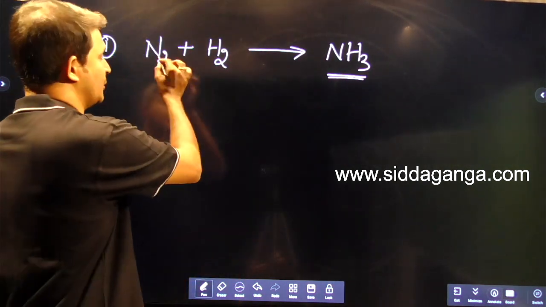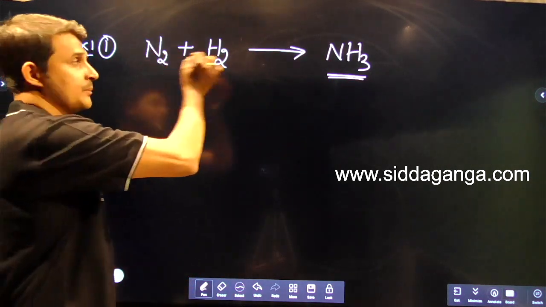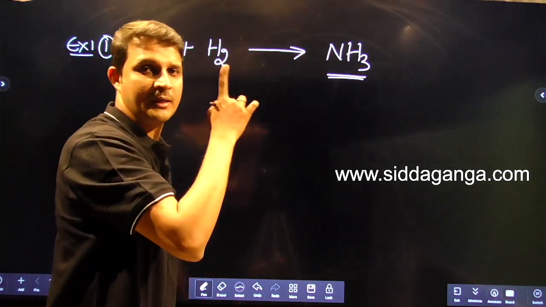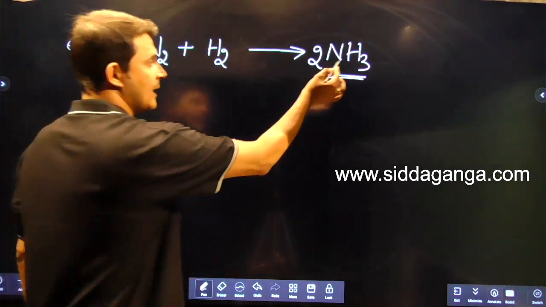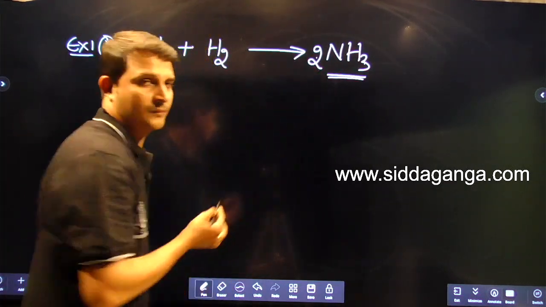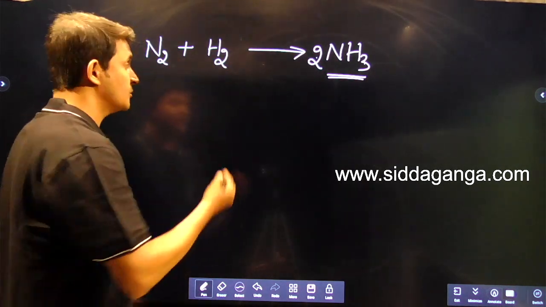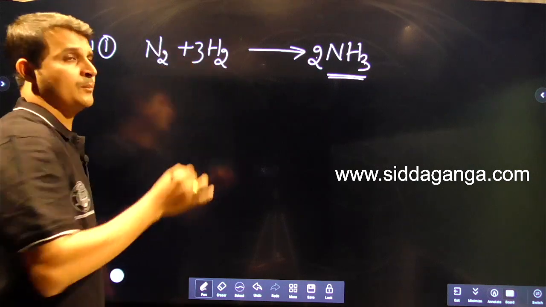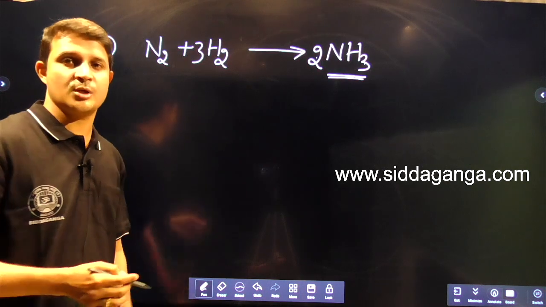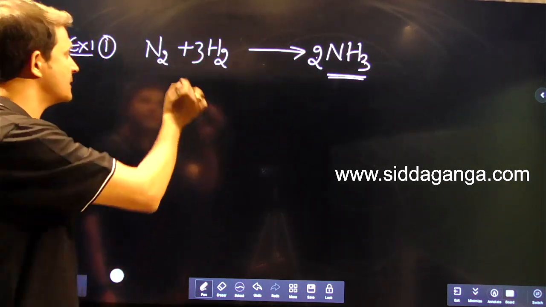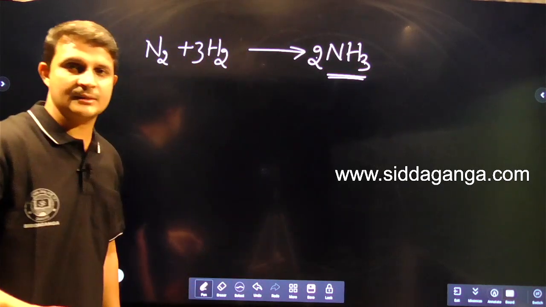So here N2 plus H2 gives rise to NH3. How many nitrogen atoms are here? 2 atoms. How many atoms are here? Only 1 atom. So let us make it 2 here. Then how many hydrogen atoms? 3 into 2, a total of 6 atoms of hydrogen. Here we have only 2. So we will get 6 when we multiply it by 3. So the complete chemical equation for the formation of ammonia is N2 plus 3H2 gives rise to 2NH3.